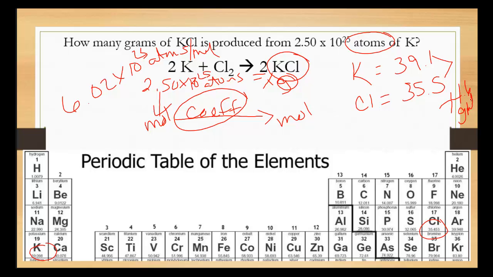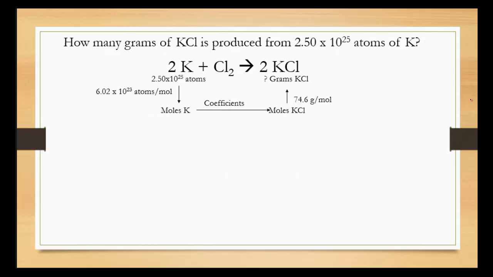Alright, so here is our plan again. We're starting off with 2.50 times 10 to the 25th atoms. We're going to use Avogadro's number to get to moles of potassium, use the coefficients to get to moles of potassium chloride, and then use the molar mass to get to grams of potassium chloride. Now that we have it all set up and organized, we can actually calculate it out. Once again, the number that's in the question is the number that's going to go over 1. So 2.50 times 10 to the 25th atoms of potassium.